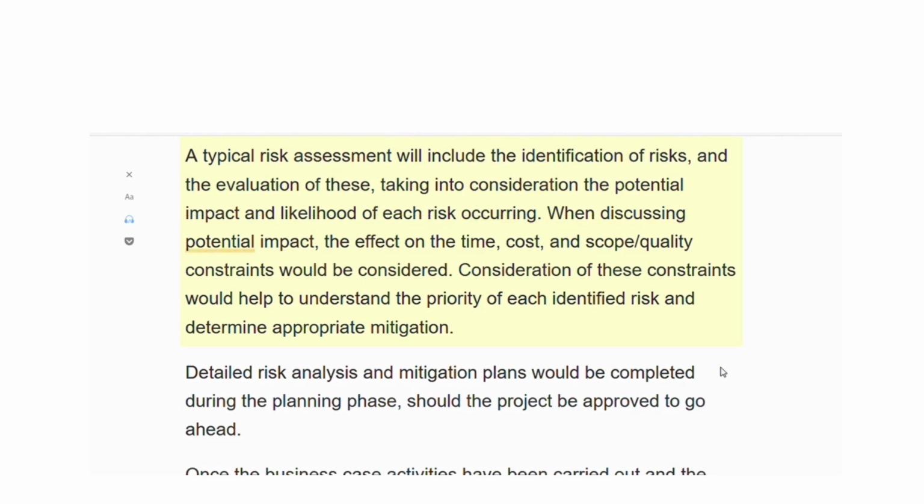When discussing potential impact, the effect on the time, cost, and scope/quality constraints would be considered. Consideration of these constraints would help to understand the priority of each identified risk and determine appropriate mitigation. Detailed risk analysis and mitigation plans would be completed during the planning phase, should the project be approved to go ahead.